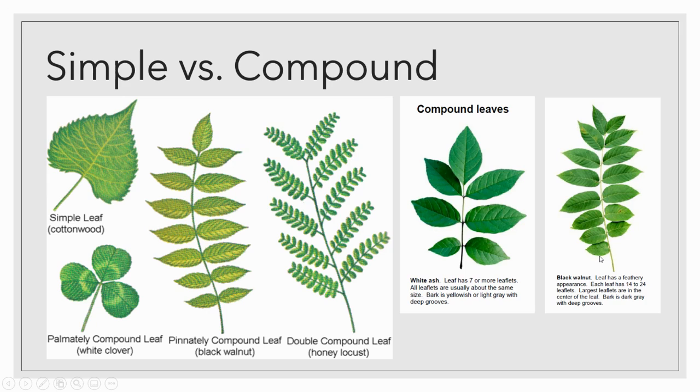Pinnately compound leaf. And this leaf has sort of a leathery appearance. Each leaf has 14 to 24 leaflets. So this one is going to have more leaflets on it than, let's say, a white ash, maybe about twice as many. The largest leaflets are in the center of the leaf. So you're going to have these new ones here coming up that are going to be smaller, and then these are going to be older ones that have more time to grow, and they're going to be larger, and then there's some smaller ones here. So that's one way to tell whether you're looking at a black walnut.